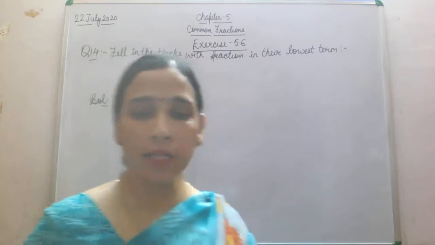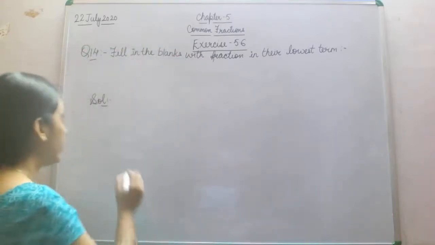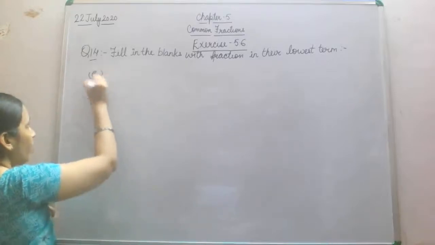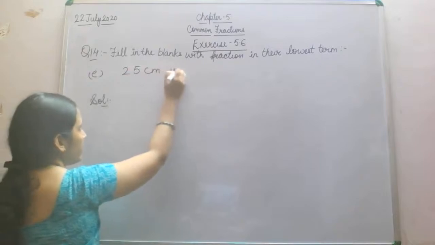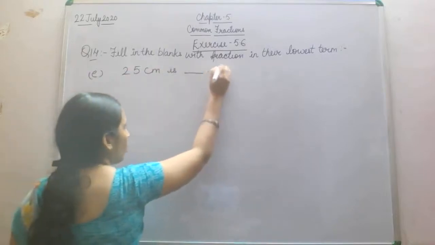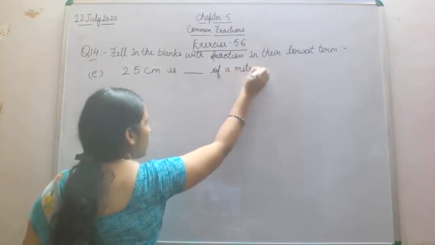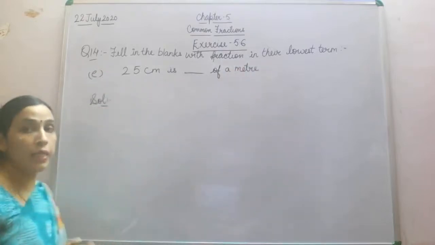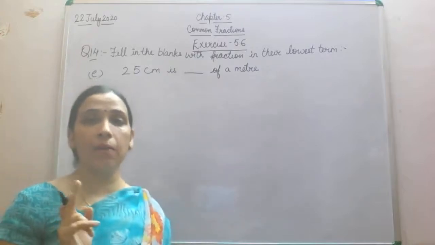So let's start our E part. E part is: 25 centimeter is dash of a meter. Now what is the first step you have to do? You have to write a relation between centimeter and meter.